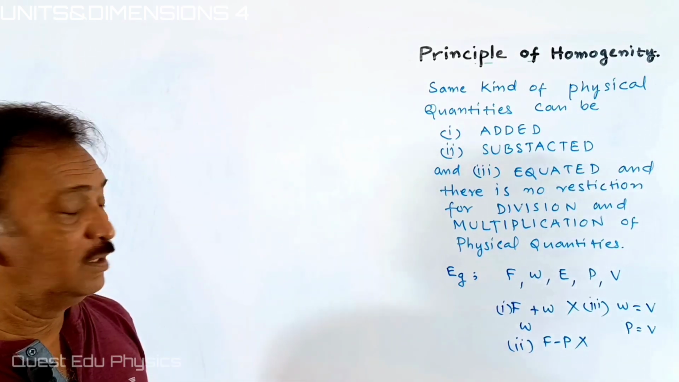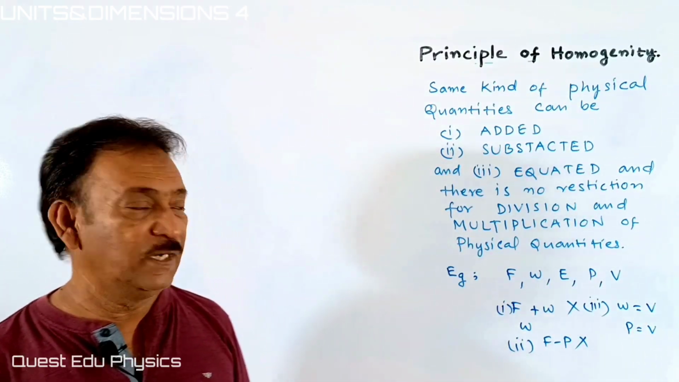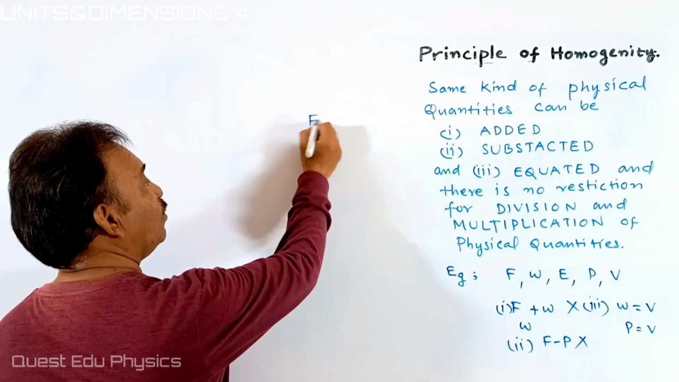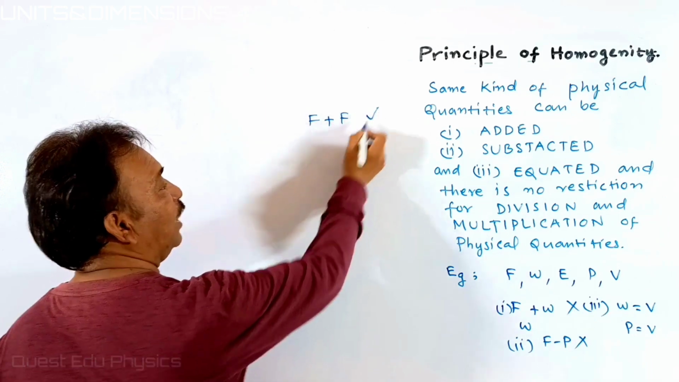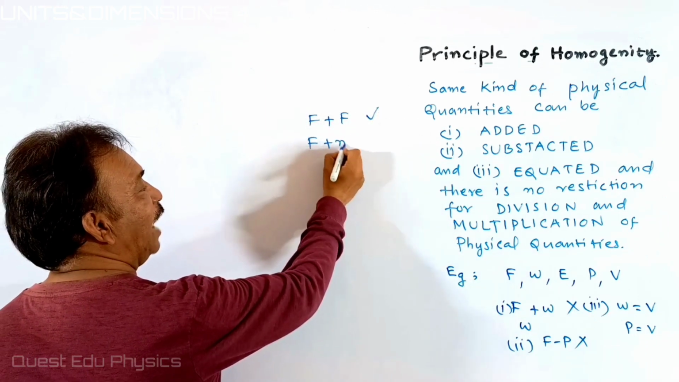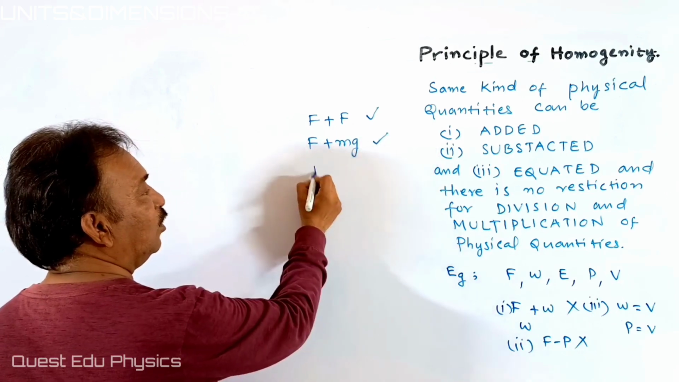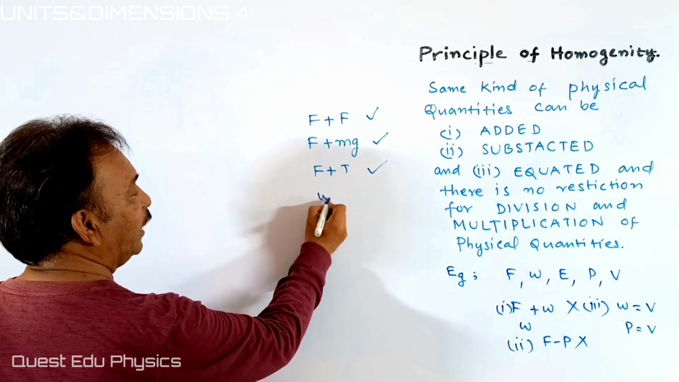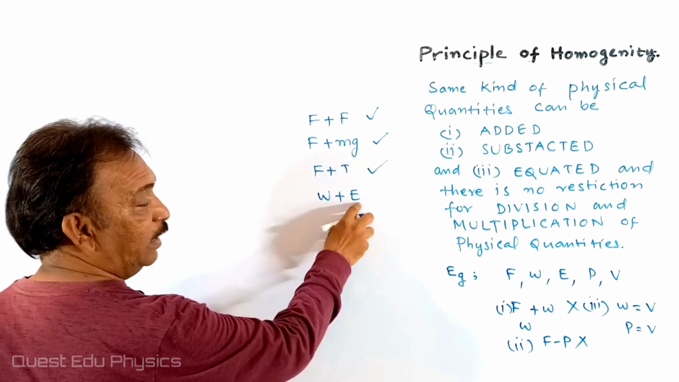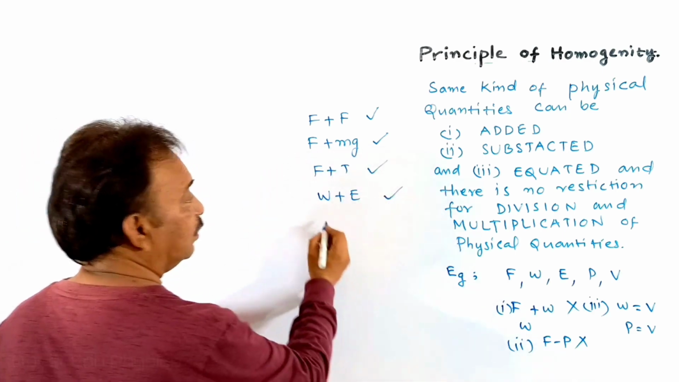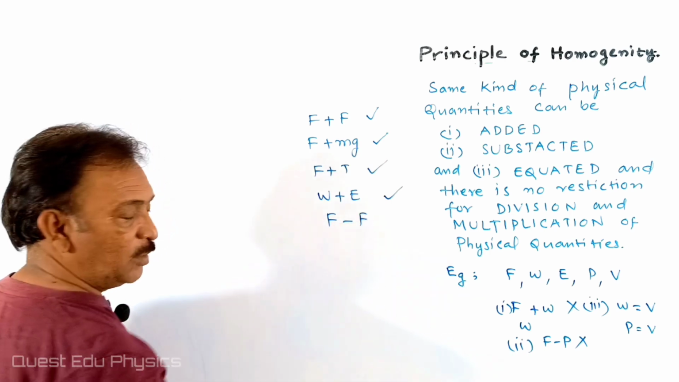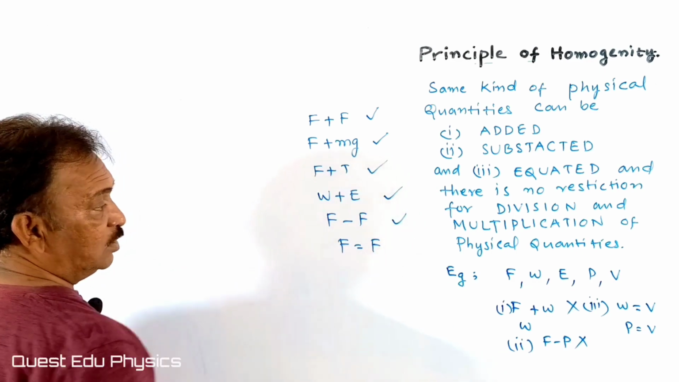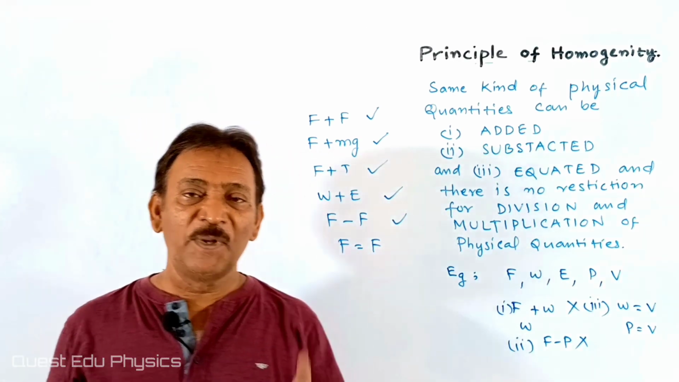Okay, students. Here is the principle of homogeneity. Force, here what do we have to do? Force can be added with force. It's right. That means force can be added with weight. Is that right? Force can be added with tension. It is right. Then what can be added with energy? Because both are same. It's right. Force can be subtracted from force. It is right. Force can be equated with force. Understanding, students? It is the principle of homogeneity.